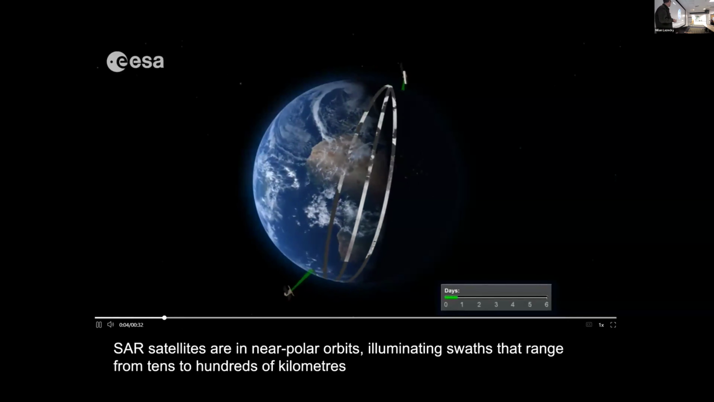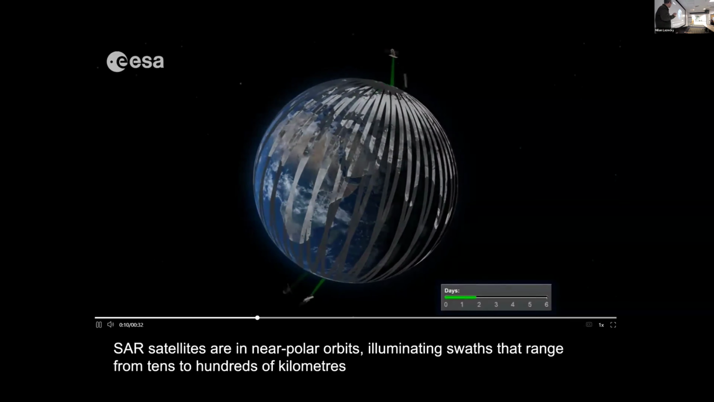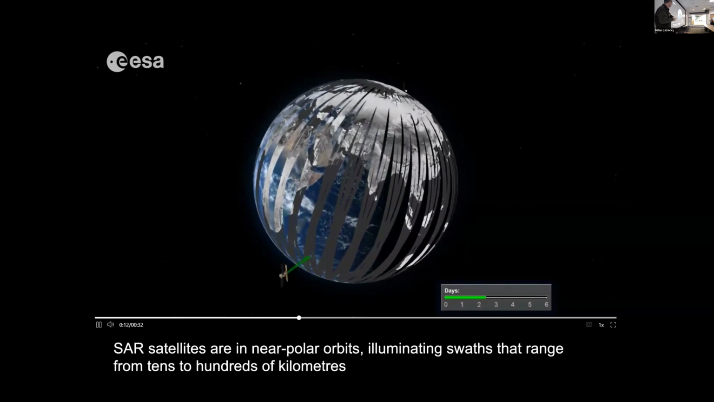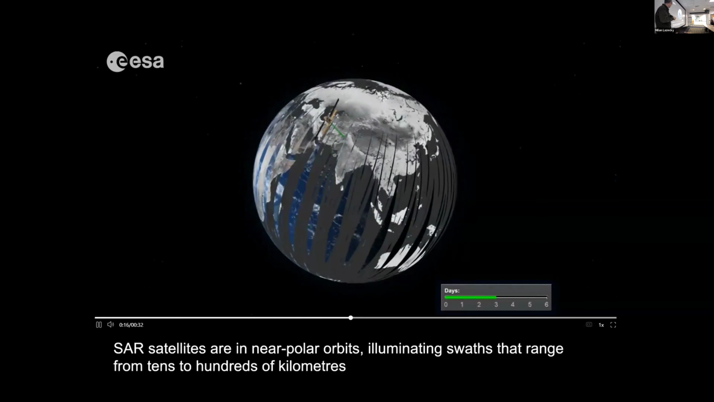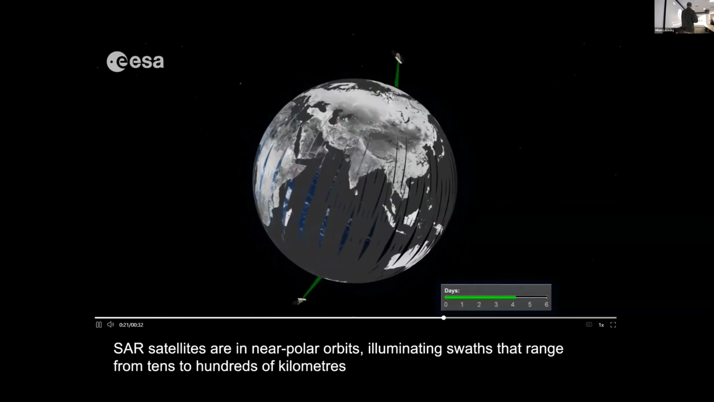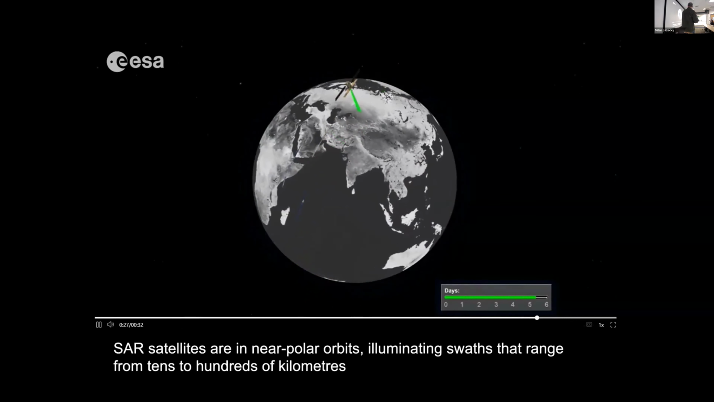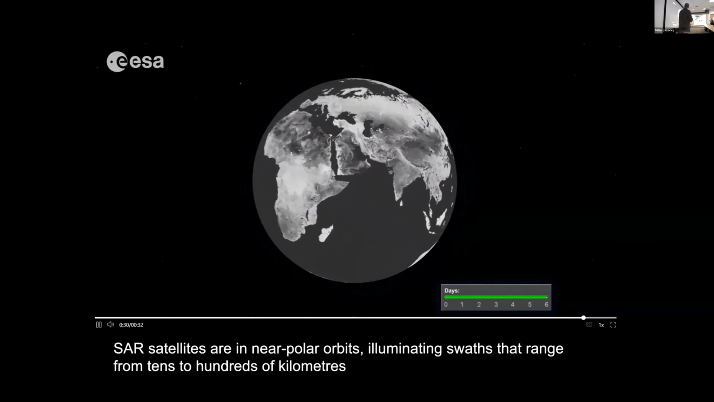SARs, synthetic aperture radars, are nearly all flying in near polar orbits, at least all that I know about. There might be a Chinese one that's not. They're in low Earth orbit, a few hundred kilometers above the Earth's surface. They illuminate a swath on the ground. This is a cartoon for Sentinel-1. Each of those swaths is 250 kilometers wide, and with 2 satellites, you can image the whole Earth over a period of about 6 days with the Sentinel-1 system, 12 days with a single satellite.